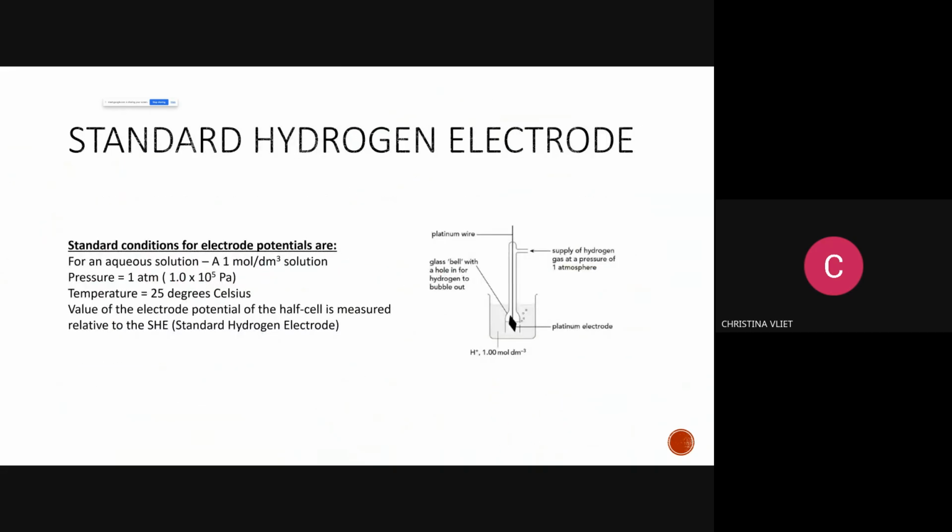So then, these are our standard conditions. I've already mentioned this. For an aqueous solution, you need 1 molarity. Pressure needs to be 1 atmosphere or 10 to the 5th pascals. Temperature 25 degrees Celsius. And then the value of your electric potential is relative to the SHE, where this is the SHE.